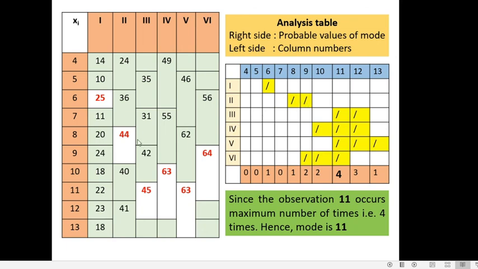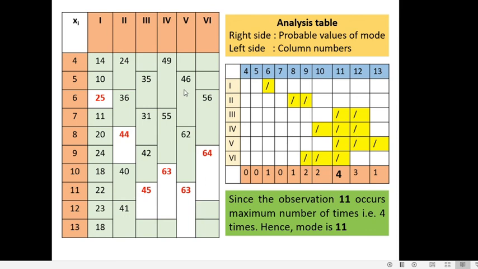Now I go to column 3. In column 3, 45 is the highest observation and 45 is the sum of 22 and 23, which corresponded to the observations 11 and 12. So I put tally bars under 11 and 12. Then in column 4, 63 is the highest observation, which is the sum of 18, 22 and 23, the frequencies of 10, 11 and 12. So I put tally bars under 10, 11 and 12.